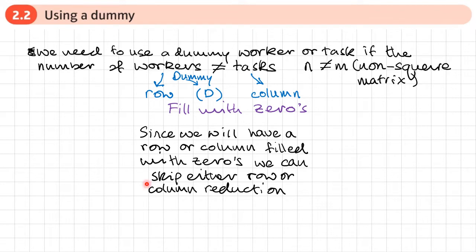And since we will have a row or column filled with zeros, we can skip either row or column reduction, based on whether it's a column filled with zeros, like a dummy task, or a row filled with zeros, like a dummy worker. So one of those steps we'll be able to skip, and you'll see it when you do a question.